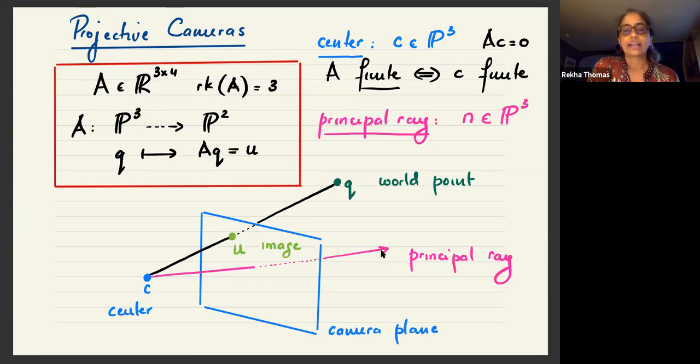And the principal ray is some vector. So I'm going to call it N. And again, everything is bumped up into P3. So these things also live in P3. So these are the basic constructs that we need from the camera. So we're going to use cameras like these. These are called general projective cameras, and answer the question that we had before.